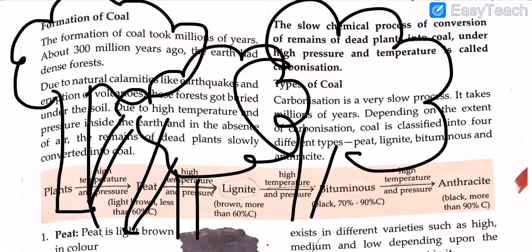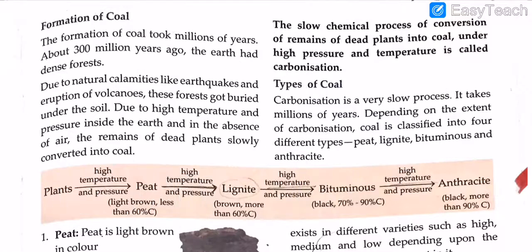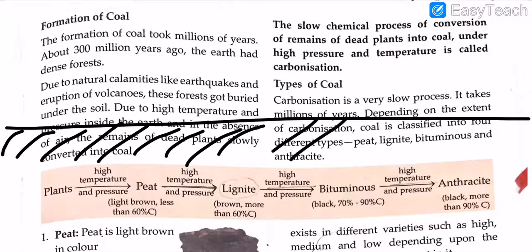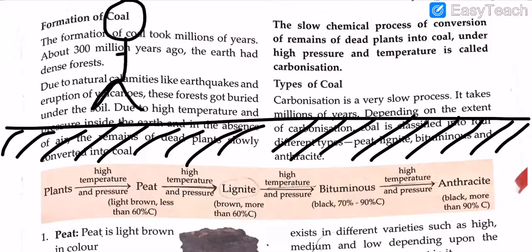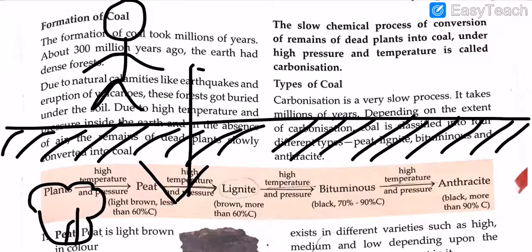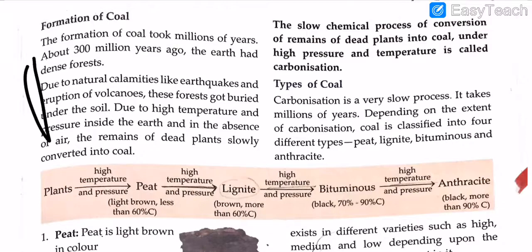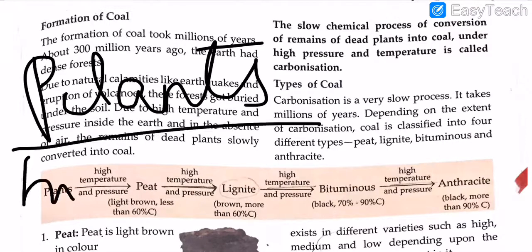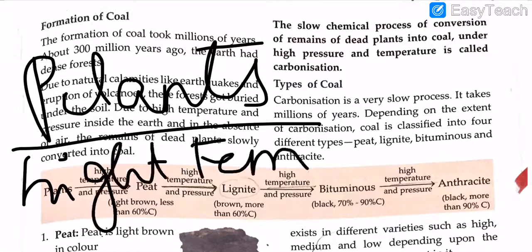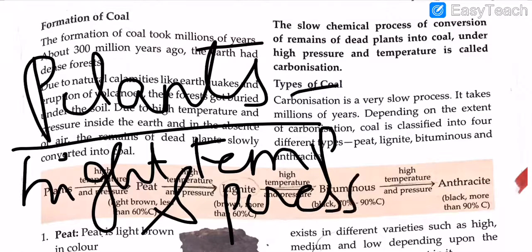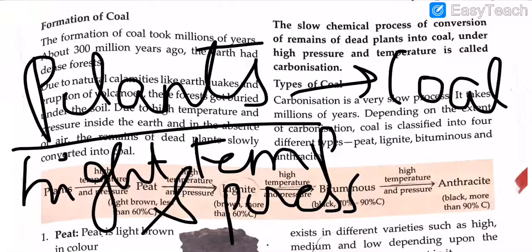So due to natural calamities such as earthquakes or volcanic eruptions, these forests got buried inside the soil. If this was your earth or the land, and these are the people walking on this land, the forests were buried somewhere under the soil. And due to high temperature and pressure inside the earth and in the absence of air, the remains of dead plants slowly converted into coal. So the plants under high temperature and pressure turned into coal.